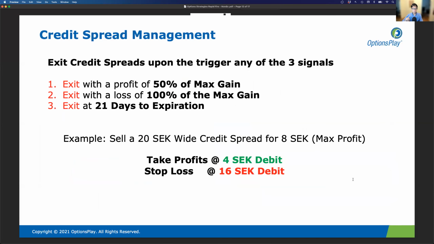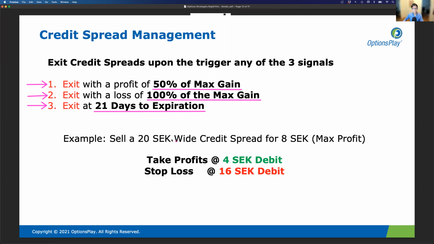Now, once you're in a credit spread, the rules for taking profits or cutting losses are a little different than debit spreads, and they're slightly more complicated because there are 3 rules. You have a stop loss rule, you have a take profit rule, and then you have a time-based rule. So the stop loss is 50% of max gain, the profit is 100% of the max gain, and the time-based rule is 21 days to expiration.